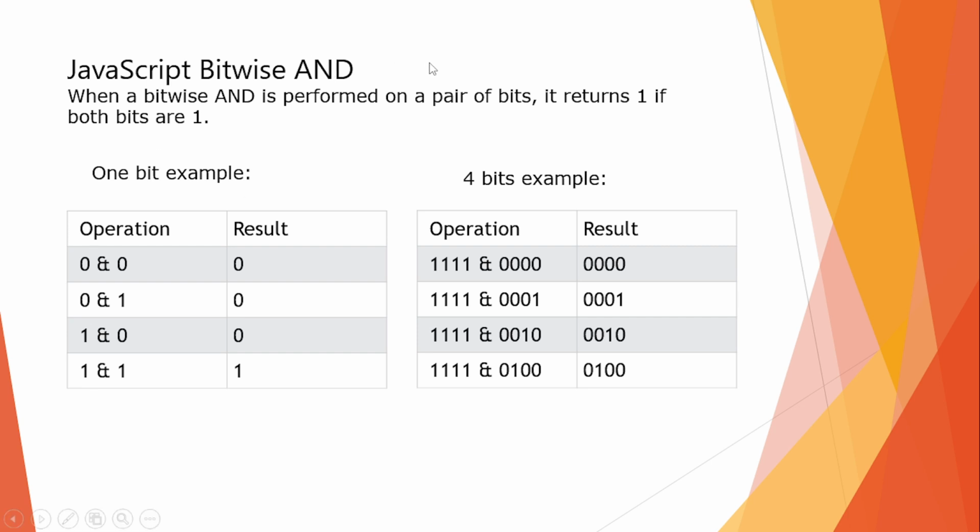JavaScript bitwise AND. When a bitwise AND is performed on a pair of bits, it returns 1 if both bits are 1. As we can see here, it returns 1 when both sides are 1. This is the example of 4 bits.